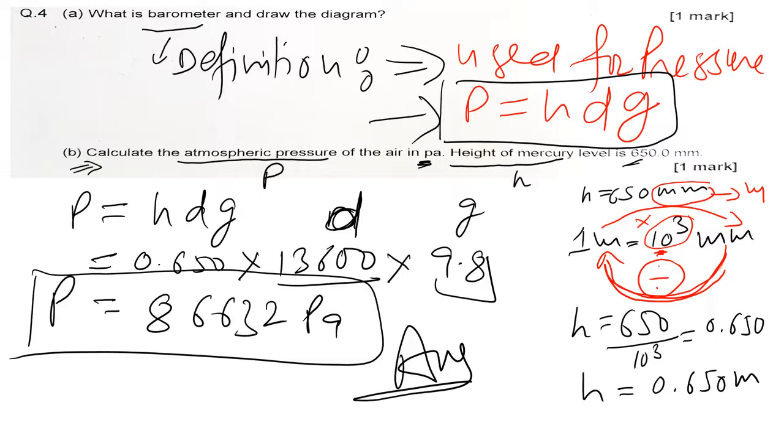So here you have to find the pressure. I told you this is the pressure formula. So the pressure is equal to H d G, and the value of the H is 0.650, and the density will be given to you, 13,600 kilogram over meter cube, and the value of the G is 9.8. Now if I calculate this one, it will come 8662 Pascal. So this will come in the unit of Pascal. So this is the answer.